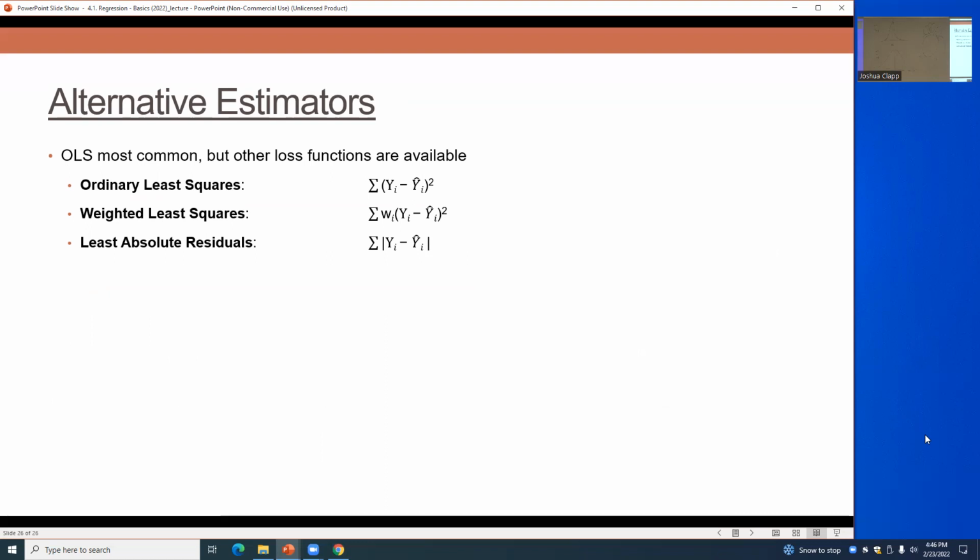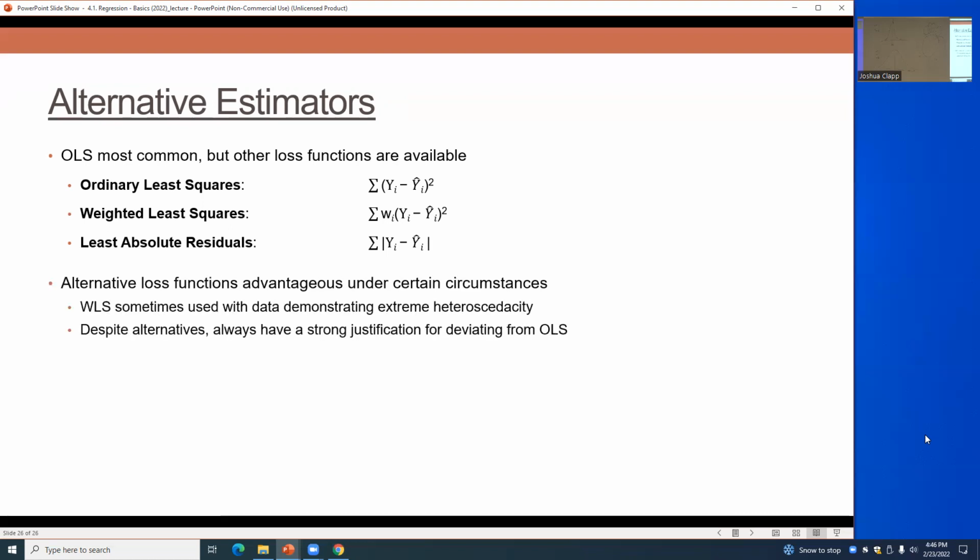If I have violations of homoscedasticity, if I have fanning error patterns, weighted least squares can become desirable. The drawback is you generally need really large samples for weighted least squares to behave appropriately. You can also use absolute residuals: instead of squaring your residuals, you take the sum of the absolute values of your residuals. Some different properties there, again advantageous under certain circumstances.